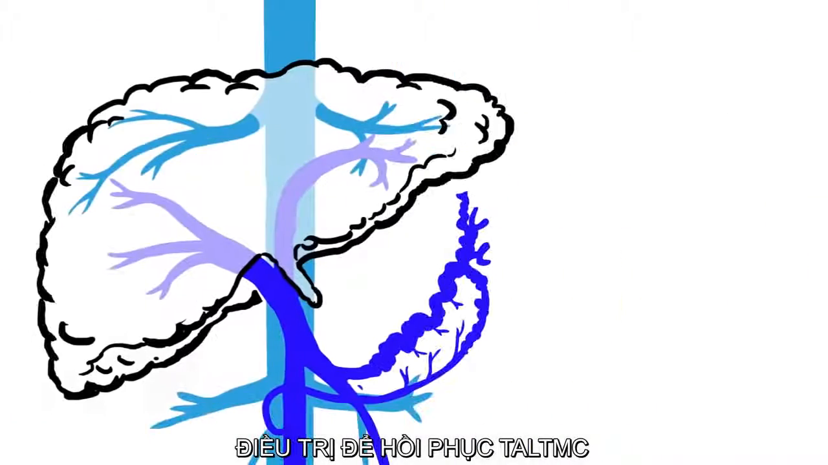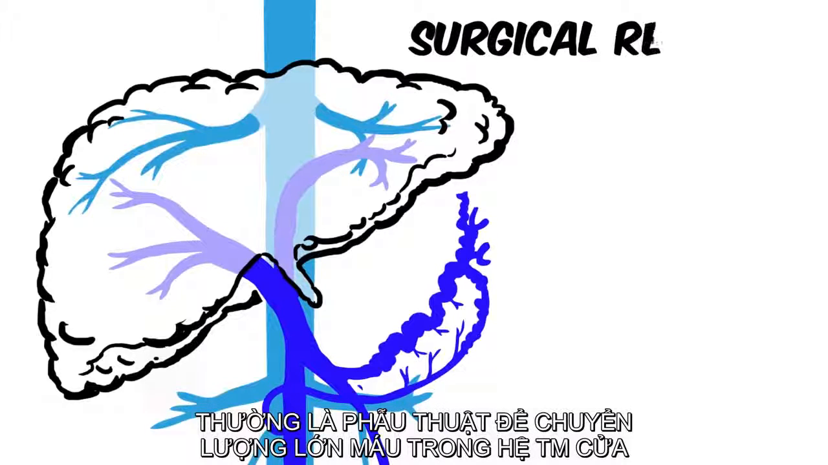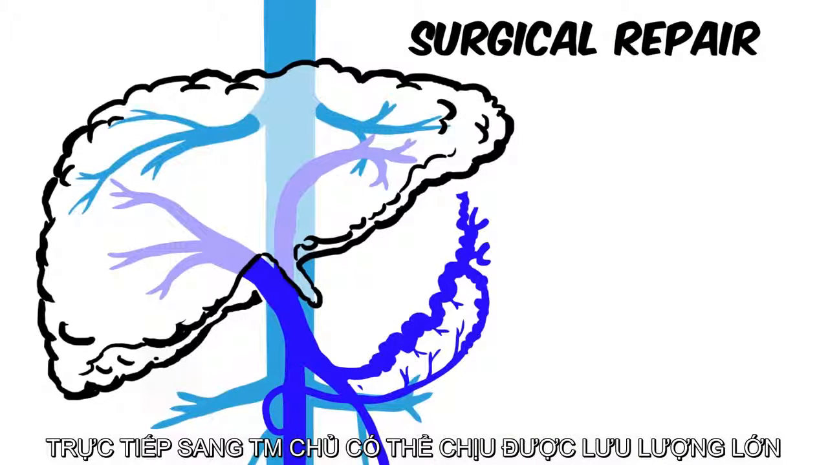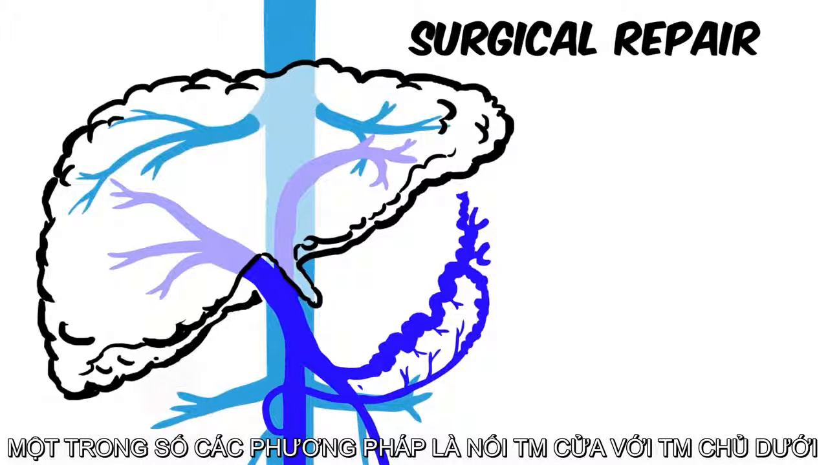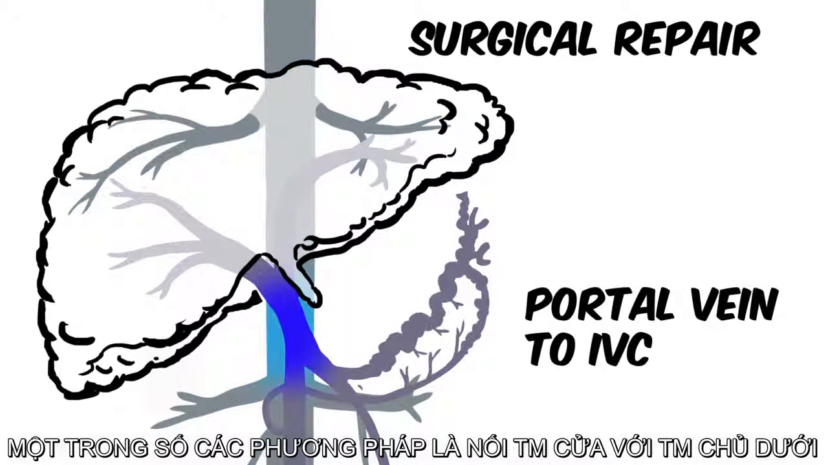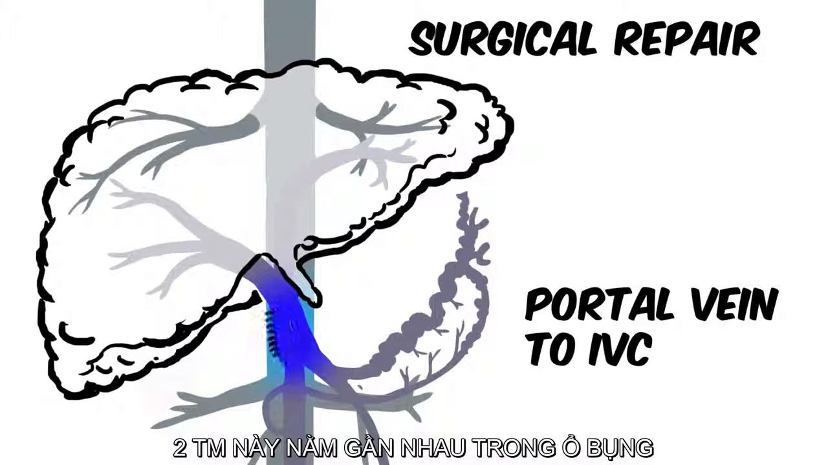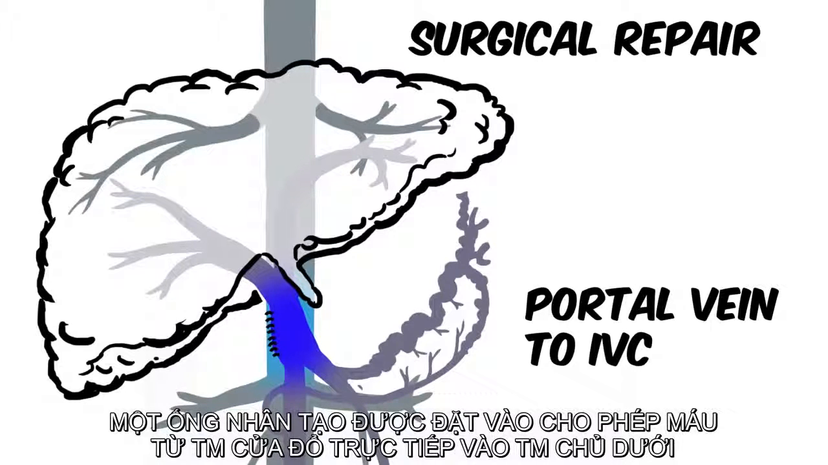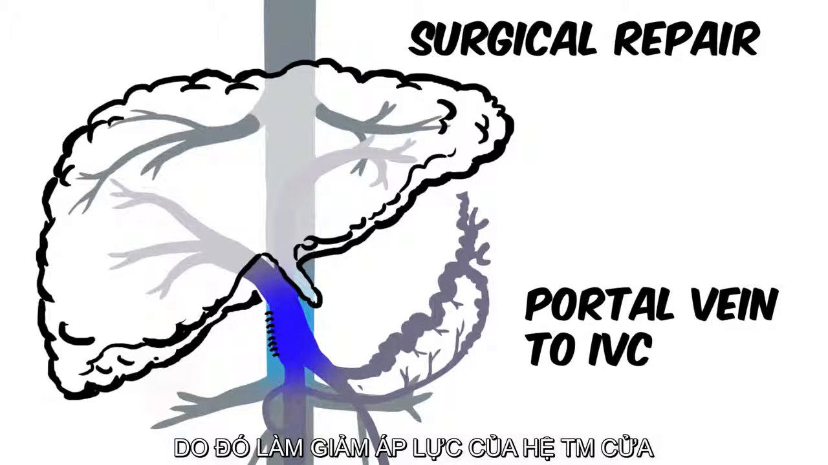Treatment to relieve portal hypertension often involves surgical manipulation to divert large amounts of portal blood directly to large systemic veins that can handle the extra load. One approach is to surgically join the portal vein and inferior vena cava, which lie in close proximity to each other within the abdomen. This artificial portal caval anastomosis allows portal blood to flow directly into the inferior vena cava, thereby lowering the pressure within the portal system.